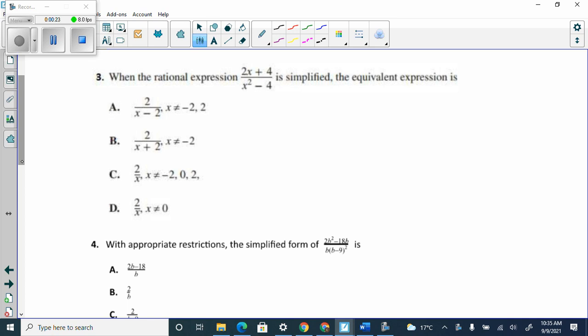Number 3 says, when the rational expression (2x plus 4) over (x squared minus 4) is simplified, the equivalent expression is... So we have to simplify this, correct? What do we do when we simplify? GCF and difference of squares in the numerator, GCF and difference of squares in the denominator. So the top, I can take a 2 out, and I have an equal sign: 2 times (x plus 2).